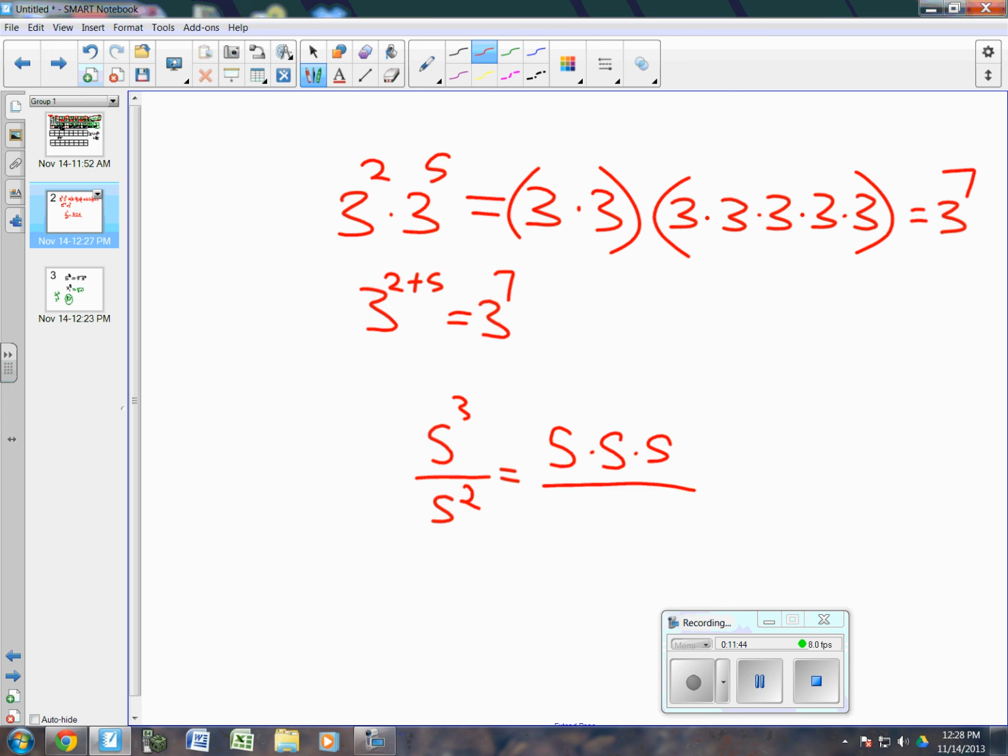5 times 5 times 5, and 5 squared means 5 times 5, right? Well, 5 divided by 5 is 1, and what are you left with? 5 over 1, which is 5. Okay? Well, what's the fast way to do that one? 5 to the 3 minus 2, which would be 5 to the 1 power, which is just 5.